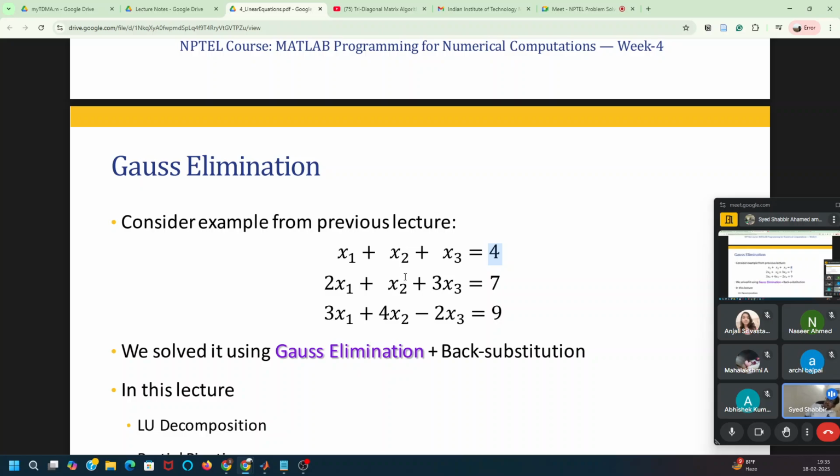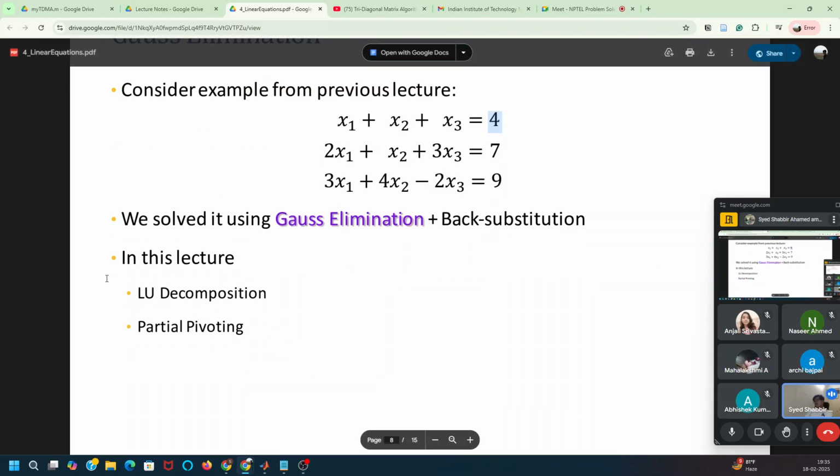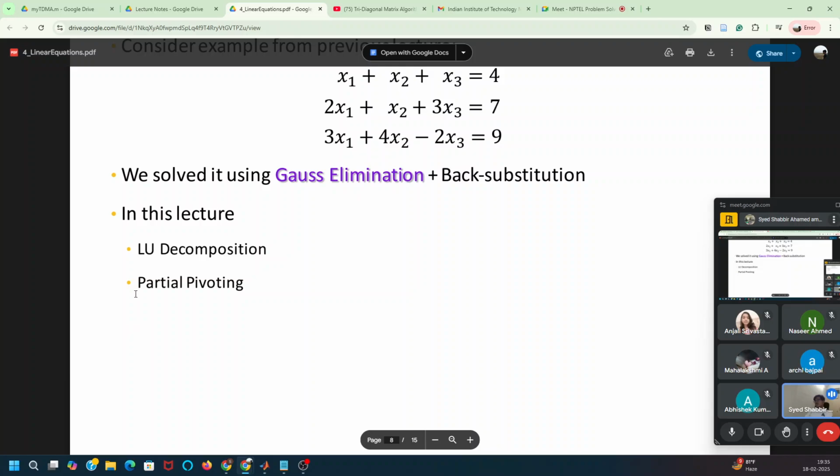In this module, LU decomposition was only discussed up to the decomposition. We have already seen that in the Gauss elimination method, whatever matrix we get is the upper triangular matrix.